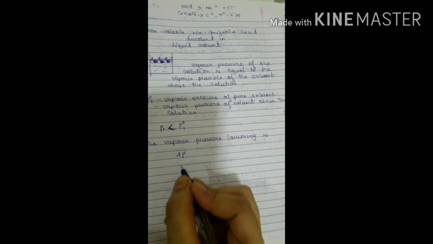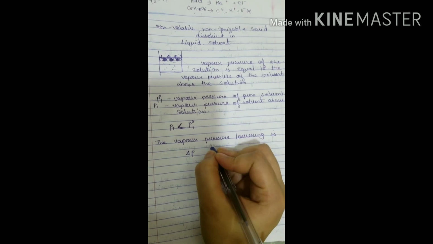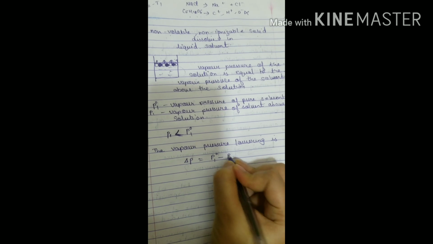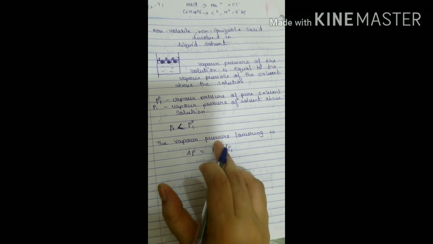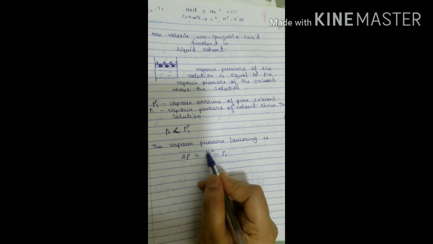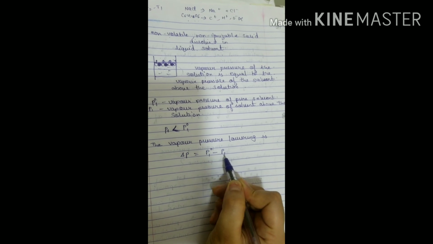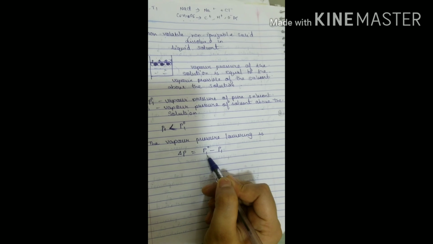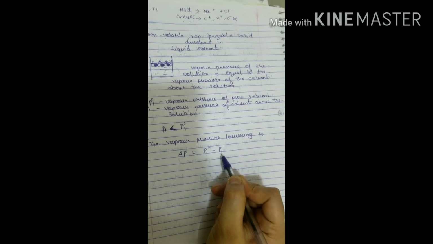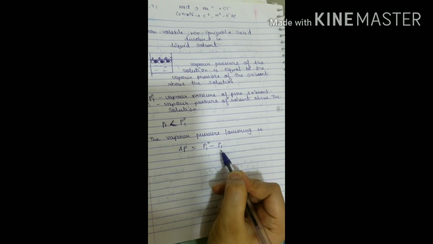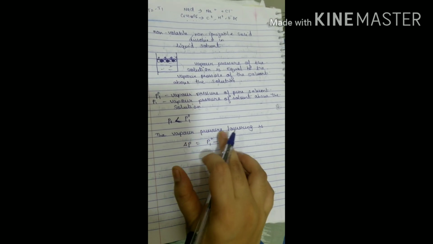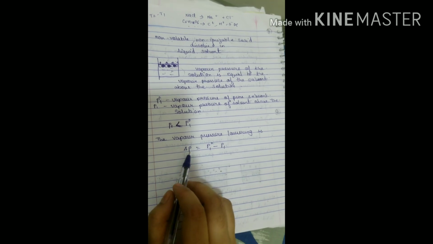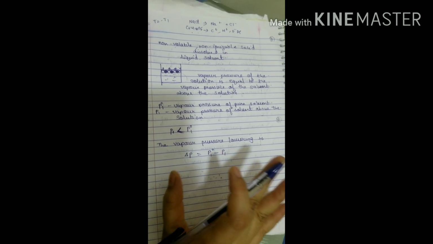So even here, the vapor pressure lowering you are going to take as P01 minus P1. Why P01 minus P1? Because we know this is going to be more and this is going to be less. The vapor pressure of the pure liquid solvent is more when you compare it with the vapor pressure of the solvent above the solution. So the vapor pressure lowering is delta P equals P01 minus P1. You need to keep this formula in mind.